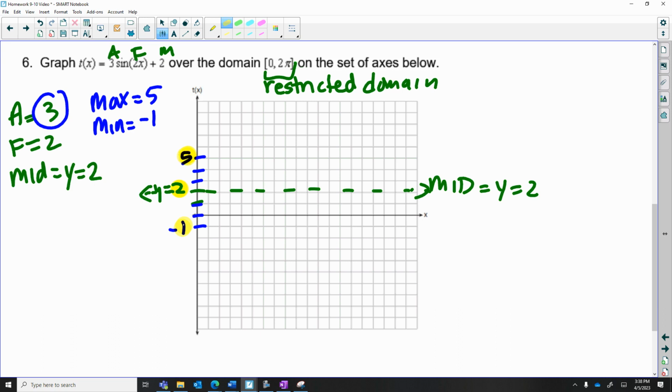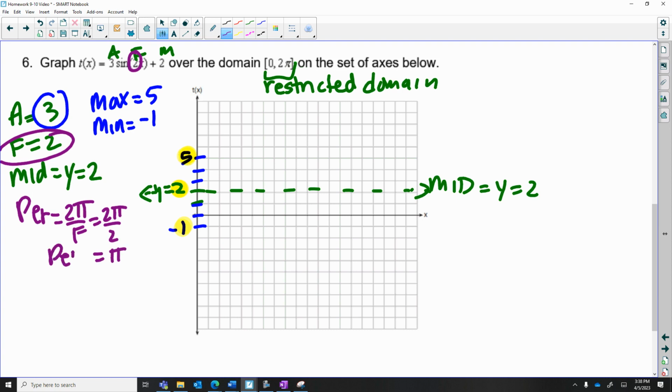Okay, now let's find our quarter points by finding our period first. The period is 2 pi over the frequency. The frequency is 2. So 2 pi divided by 2 equals pi. So the period is pi. So my one full curve would end at pi. But my quarter points are period divided by 4. So we're going to do pi over 4.